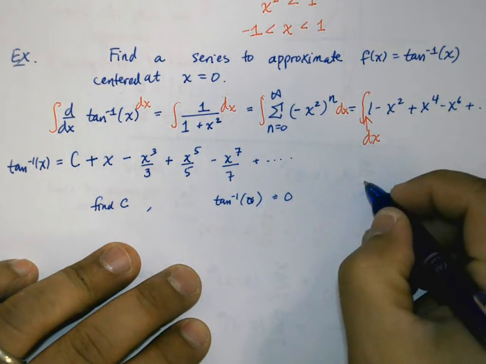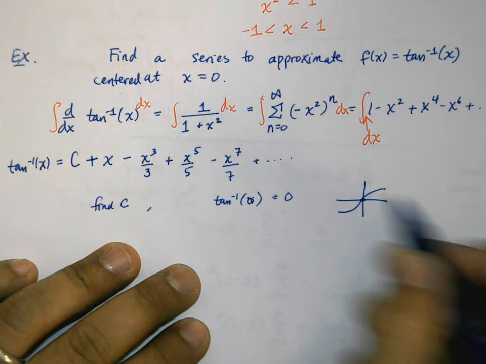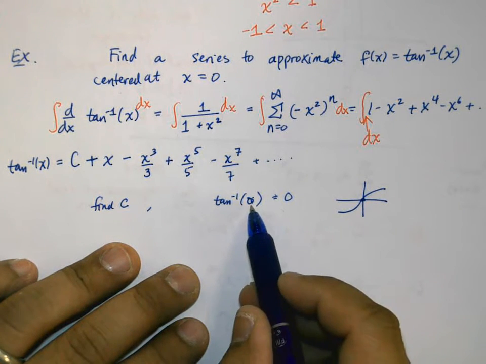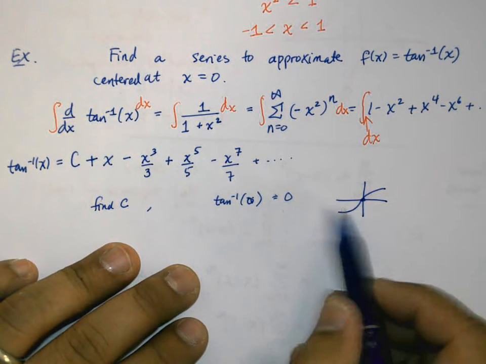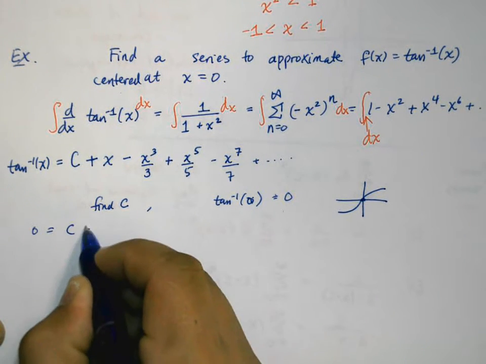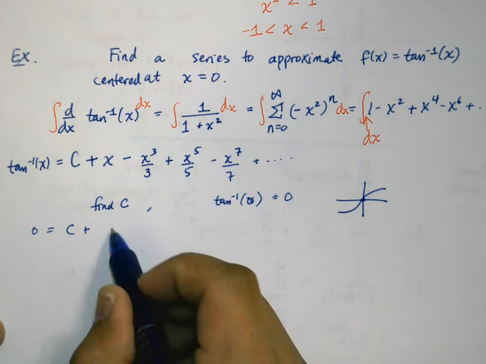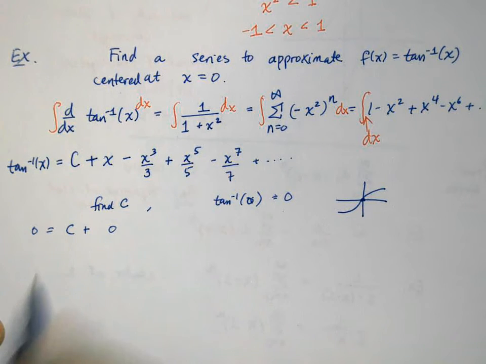Basically, the tangent inverse function from a graph, previously, looks kind of like this. It goes through the origin. So when x is equal to 0, the tangent inverse is also equal to 0. So 0 equals c plus, all that stuff here is 0, since you're plugging in 0 for x. So that means c is equal to 0.